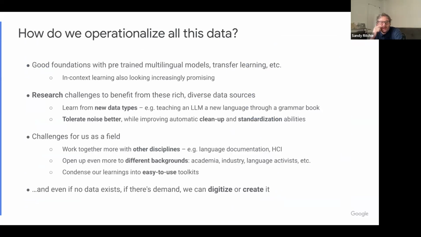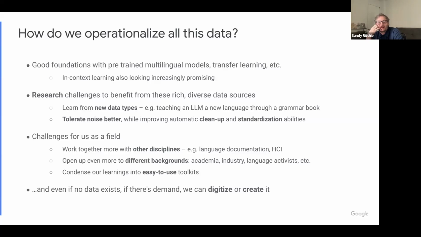So yeah, how do we go about operationalizing all this data? One thing is to go and find it, but there's a lot of work beyond having found the raw data to getting it to the point where it's useful for something like training a machine learning model. There are really good foundations with pre-trained models and transfer learning, like in-context learning, so there are lots of ways in which you don't need to be an ML expert to use this data, or to extend an existing pre-trained model, for example, to a new language.